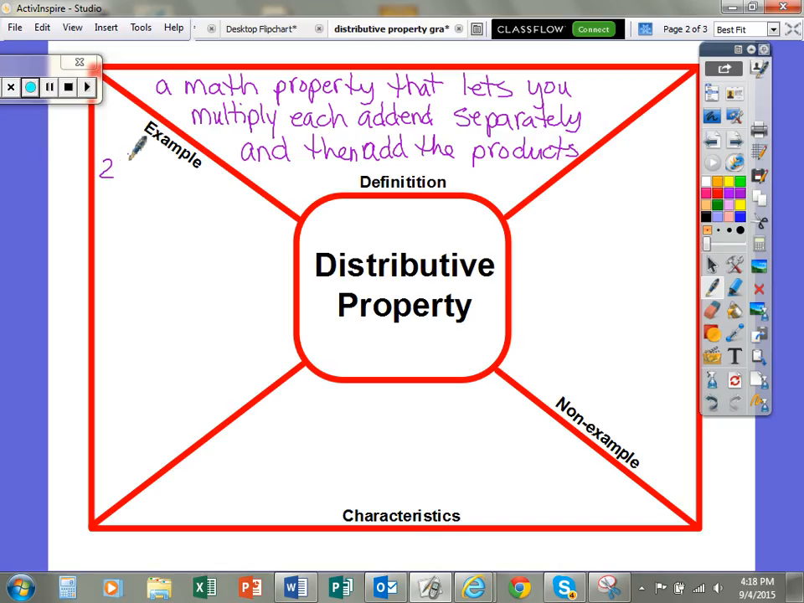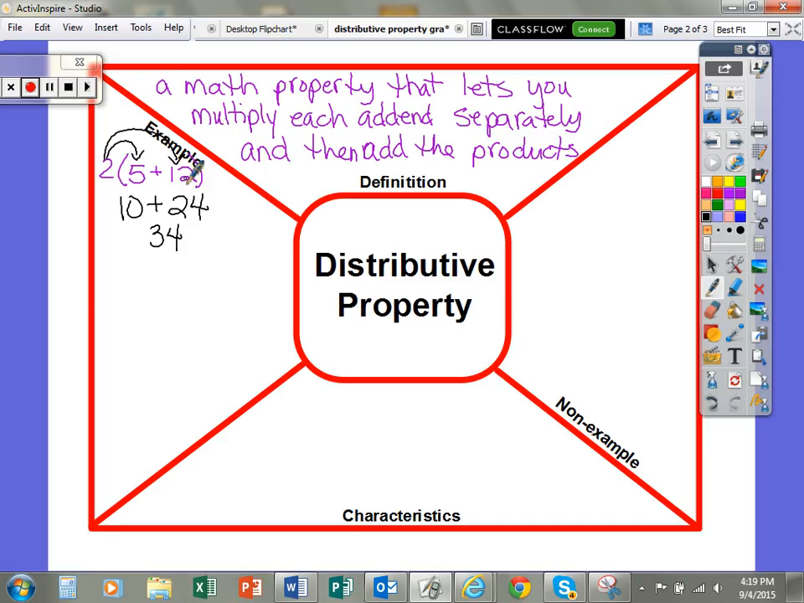We have the problem 2 times the parentheses of 5 plus 12. We can multiply the 2 times the 5 and get 10, and the 2 times the 12 and get 24, and then add our products for an answer of 34. So instead of following order of operations, where we would add 5 plus 12 first, we're going to multiply first. This will become more important as we get into algebra.